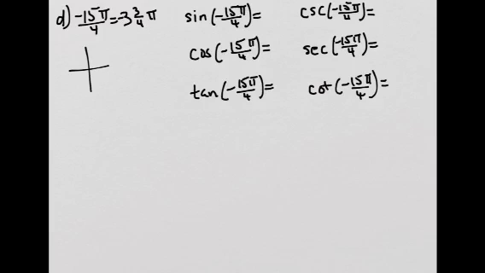Alright, so negative 15 pi over 4. Again, change that to a mixed number, so you get negative 3 and 3/4 pi. So we start on 0. So that's negative 1, negative 2, negative 3 pi, and 3/4 of a pi more would end up about here. And so the coordinates associated with this angle are radical 2 over 2, radical 2 over 2.